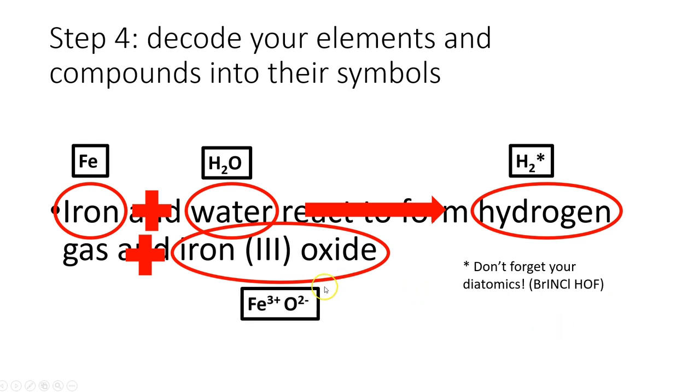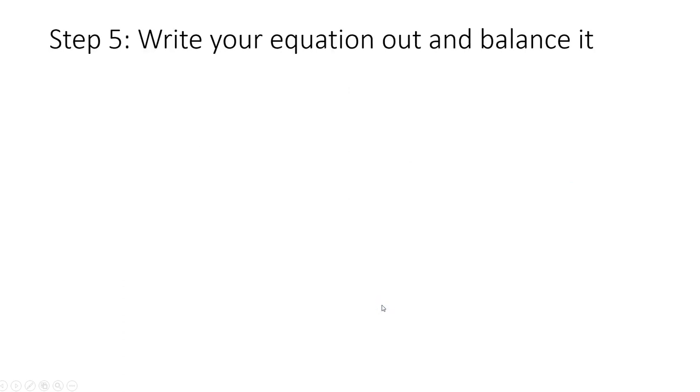All right, and finally for iron 3 oxide, remember that the 3 in iron 3 means that the iron cation has a charge of +3. We know that oxygen is -2, so these charges combine to form a compound with the formula Fe2O3. Next, we just have to write our equation and balance it. So it said iron and water react to form hydrogen and iron 3 oxide.